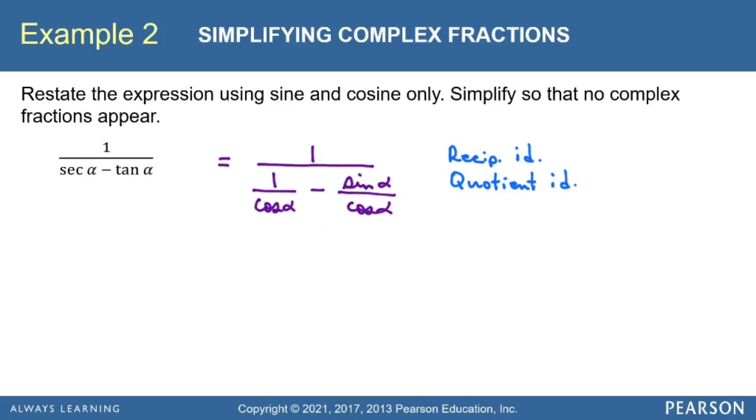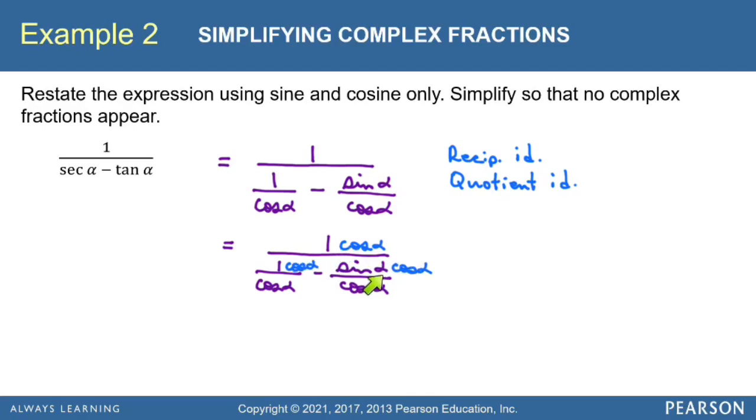And like we said before, the way to simplify a complex fraction is to multiply the top and the entire bottom by the common denominator of the little denominators. By little denominators, I mean the denominators of the individual terms. And those are both cosine of alpha. So that tells us that we want to multiply every term in the top and every term in the bottom by cosine of alpha. So let's recopy here, and then we'll multiply every term in the top and every term in the bottom by cosine of alpha.